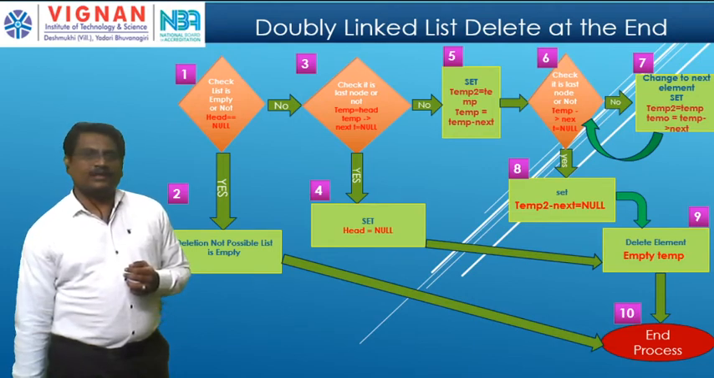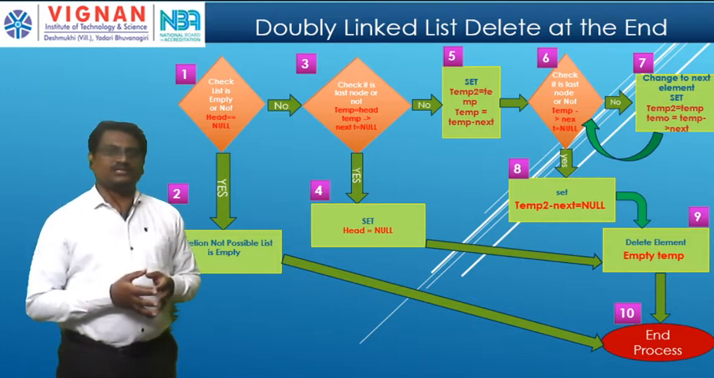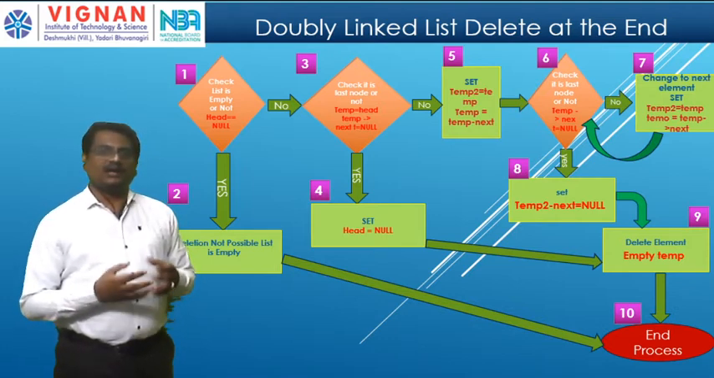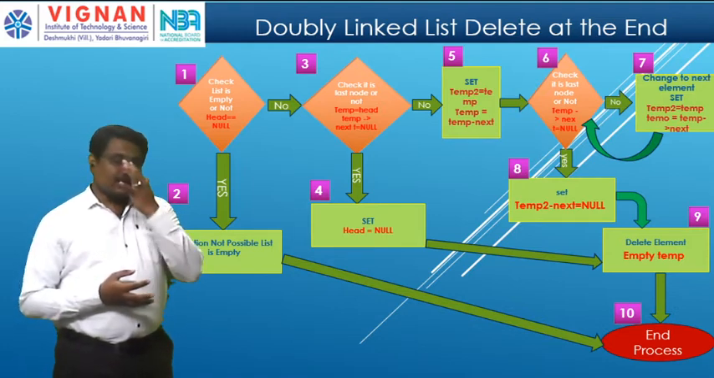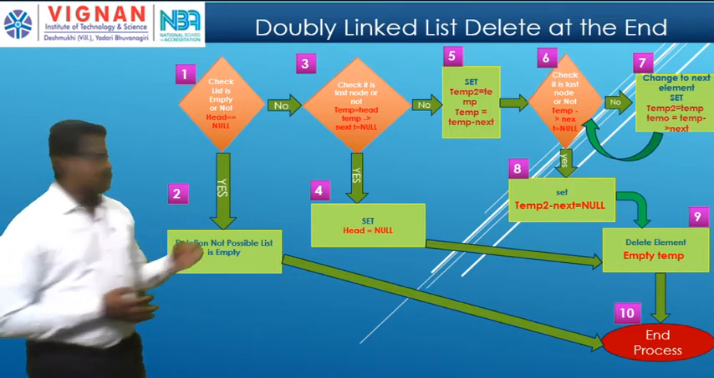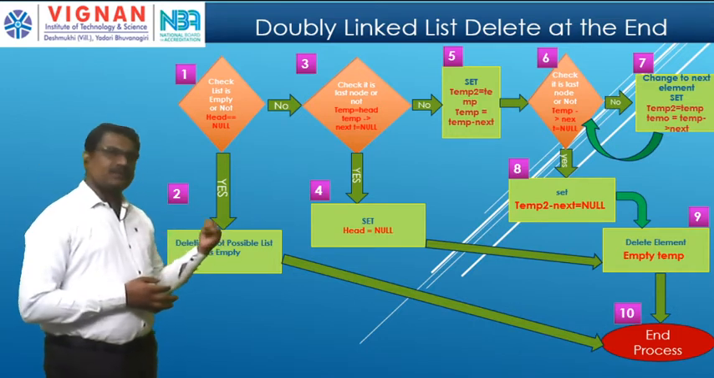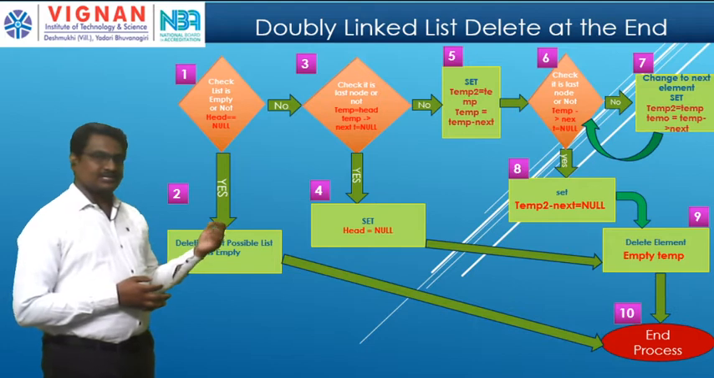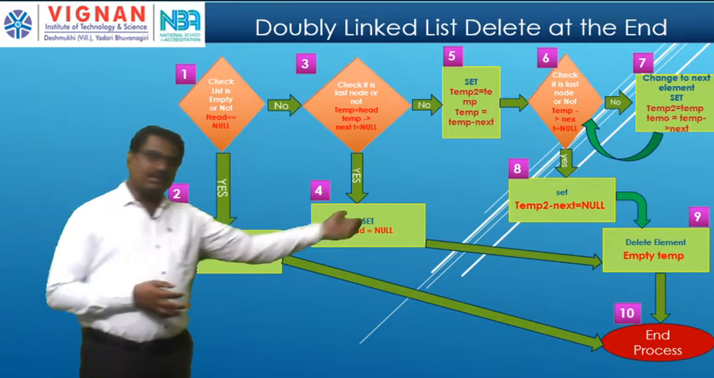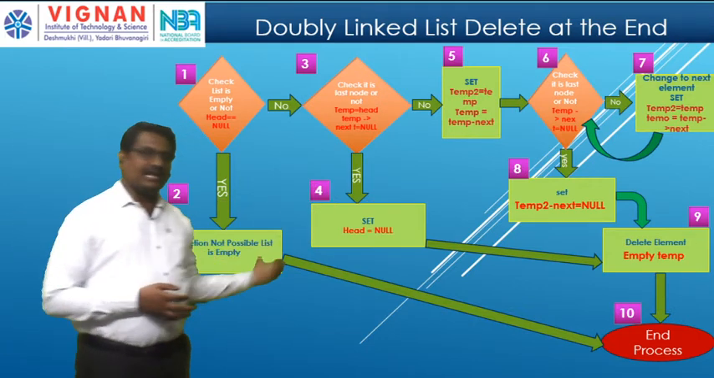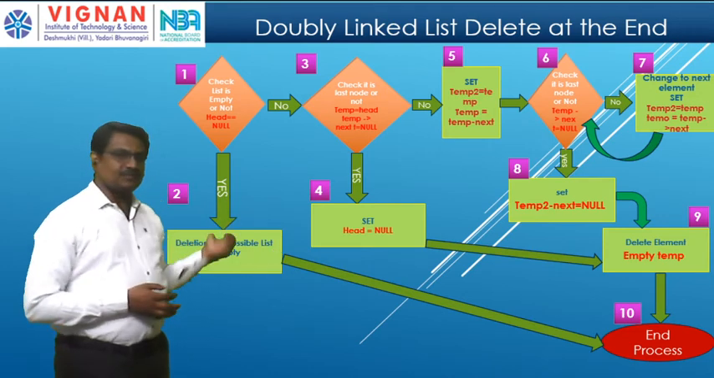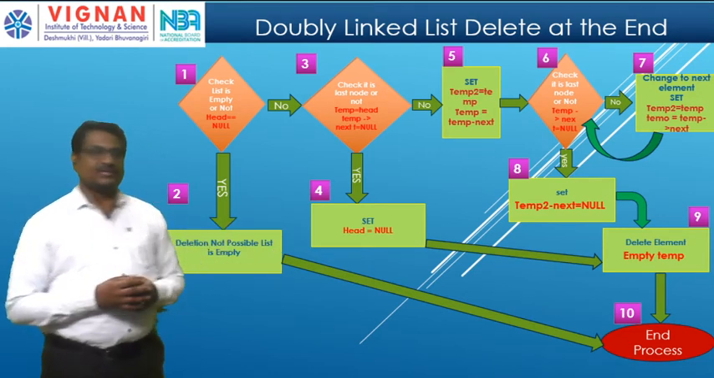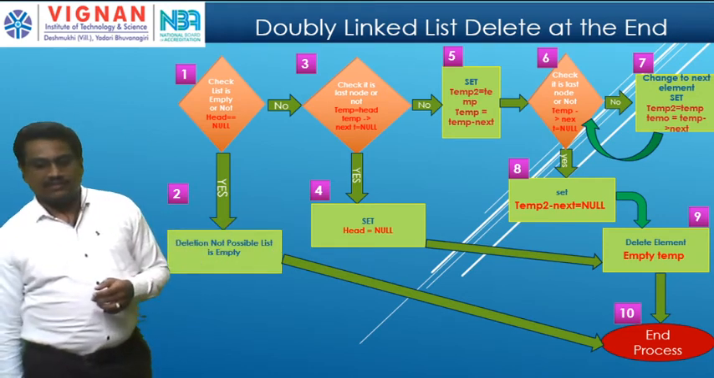Welcome everyone. Now I am going to discuss another deletion operation of a double linked list. That is, I am deleting the element at the end of the double linked list. If you see in this double linked list end deletion operation, I have 10 steps available. Now let's see them one by one.